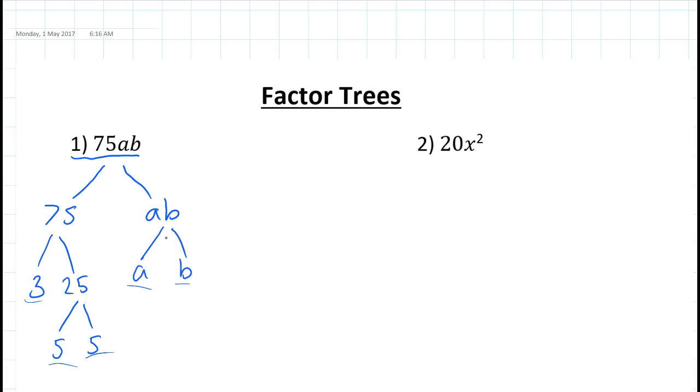Now, if there's dramas with your times tables, that's cool. Just have a go at doing it with your calculator. Think of numbers that you might be able to divide by and give them a go. And if you get a whole answer, you can factorise by that. Okay, so that is factor trees with the addition of a little bit of an algebra component.